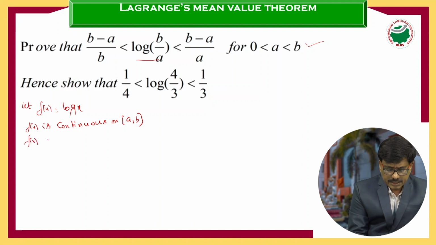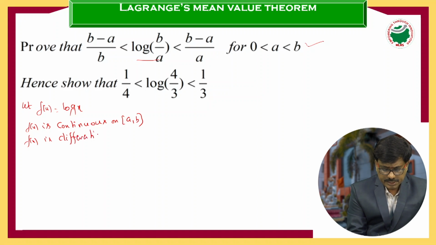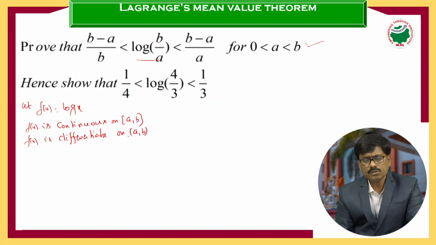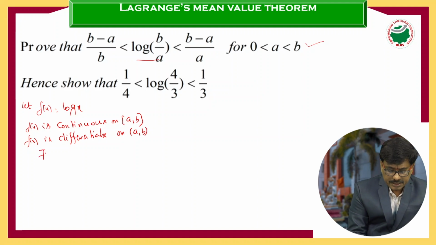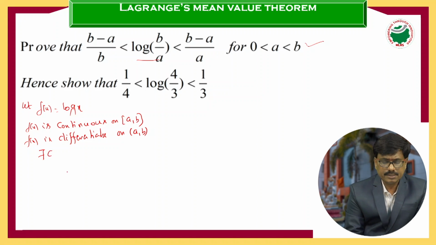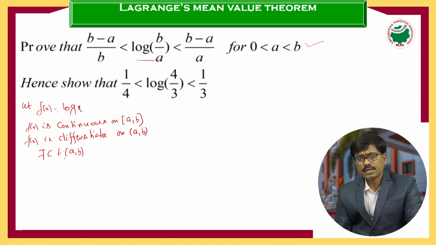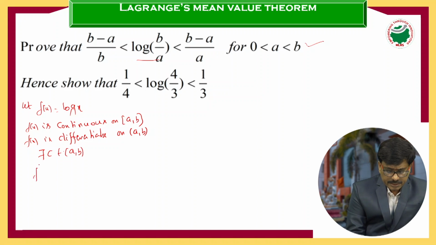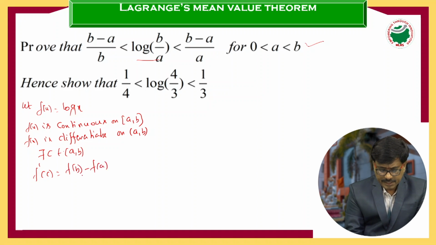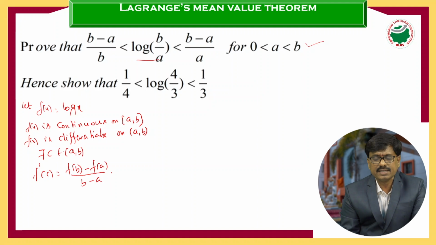And also the second condition: f of x is differentiable on the open interval a comma b. What is the third condition? There exists a point c in the open interval a comma b such that f dash of c equals f of b minus f of a, whole divided by b minus a.